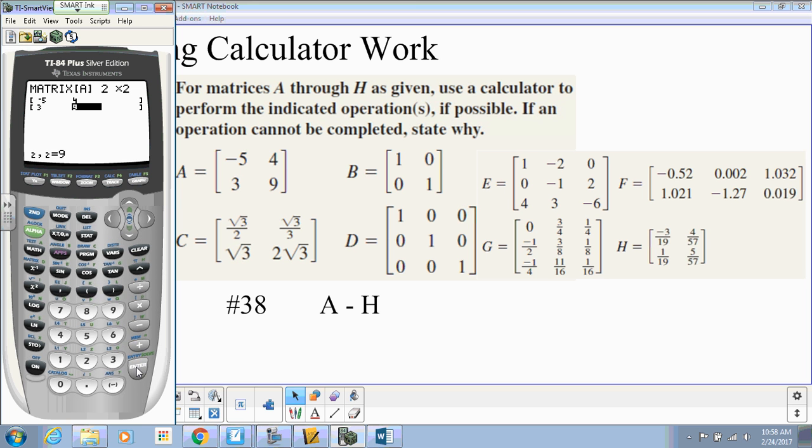So go to edit, enter. Okay, so your 2 by 2, that's what you want. And just arrow down. So now type in -5. Enter. There you go. So did we all at least get those typed in?